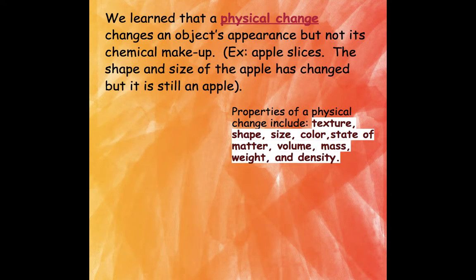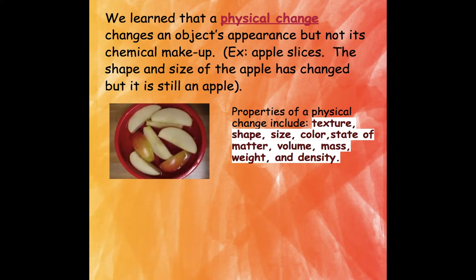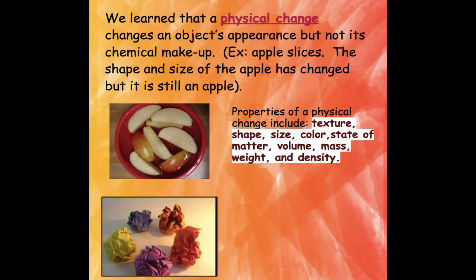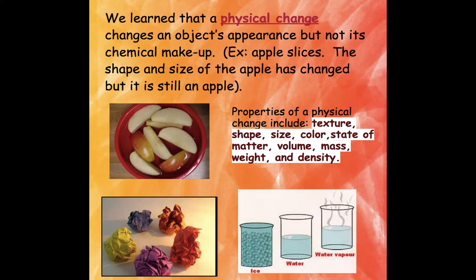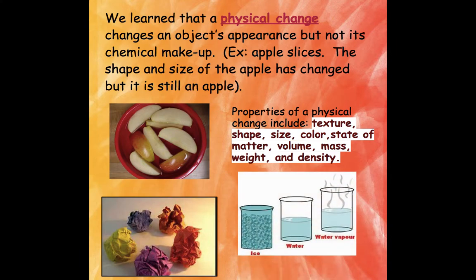So, we learned in the last lesson that a physical change changes the object's appearance, but not the chemical makeup. So, the object is still the same. That would be like if I were to slice apples, it's still an apple, it's just a different shape. Or if I were to crumble paper, it's still paper, it's just crumbled. Or if I were to boil water or freeze water, it's still water, it's just in a different state of matter. So in a physical change, you still have the original object, it's still the same thing.